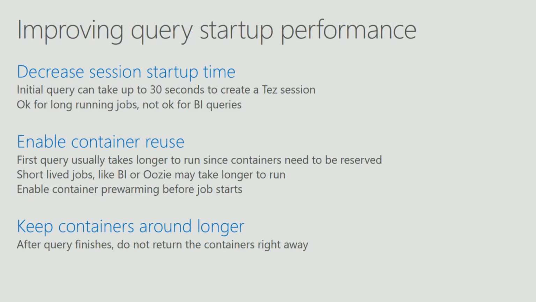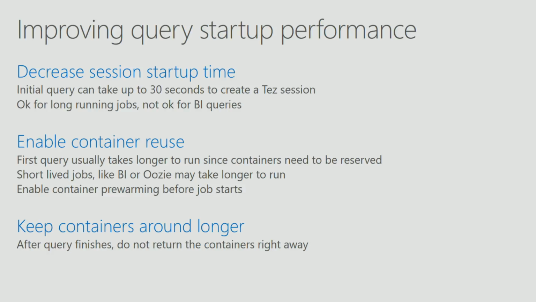So going back to the things I mentioned, how do you improve the query startup performance? There are three things you can do. Number one, decrease the session startup time. As soon as you start your query, it takes about 30 seconds to start this App Master. So if you can somehow save the creation of that App Master, you can save the 30 seconds. Like I said, if it's a BI query, it's very important to do this, but the downside is the more application masters you put in memory, the more resources you're eating. So there's a trade-off. You've got to decide. But that's one thing you can do.